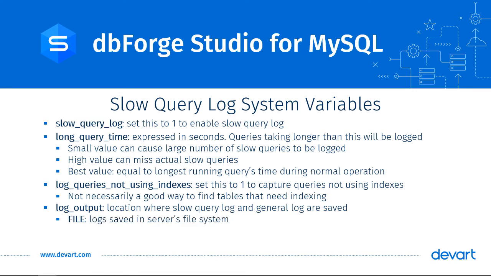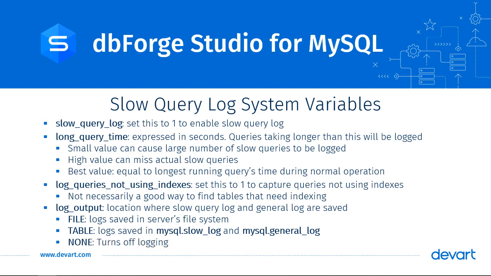When this is set to file, the slow query log and the general log are saved in the server's file system. When this is set to table, the slow query log is saved in the MySQL database's slow_log table, and the general log is saved in the MySQL database's general_log table. If this variable is set to none, it will turn off logging.